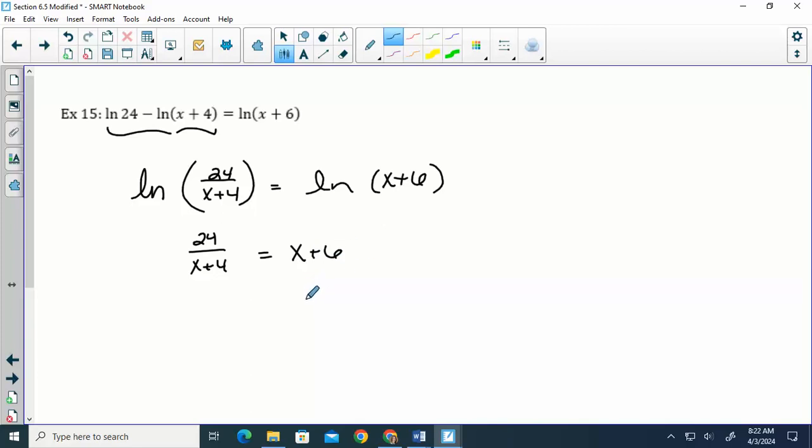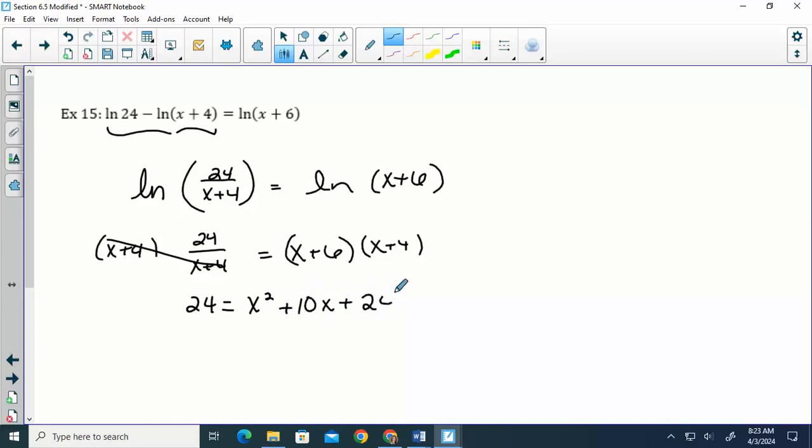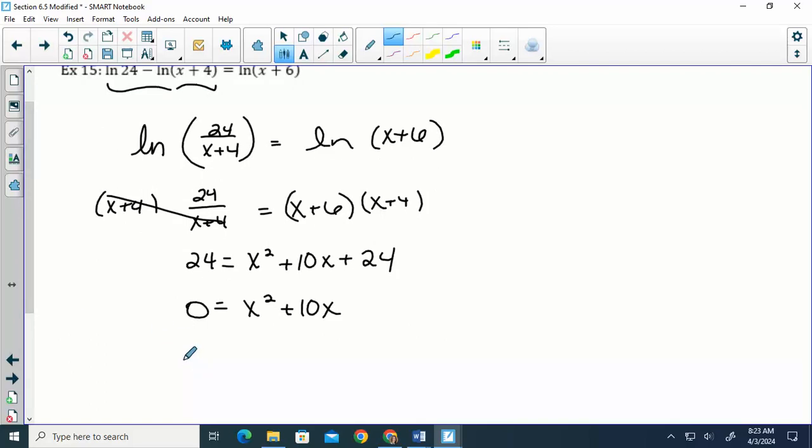Next step. So for 4 of those, we get x squared plus 10x plus 24. I subtract over my 24, x squared plus 10x. What can we take out? X.